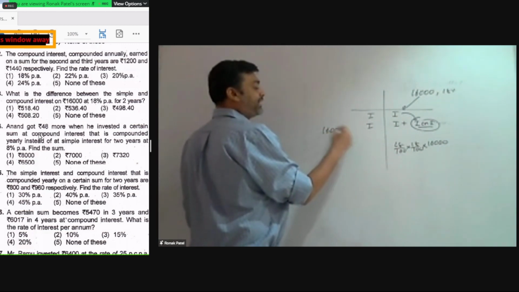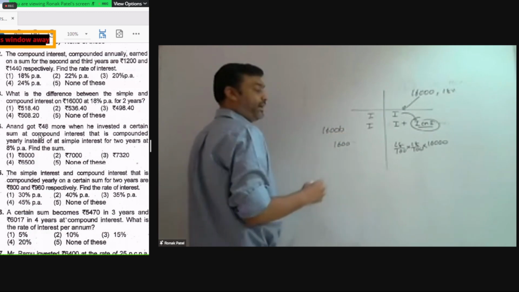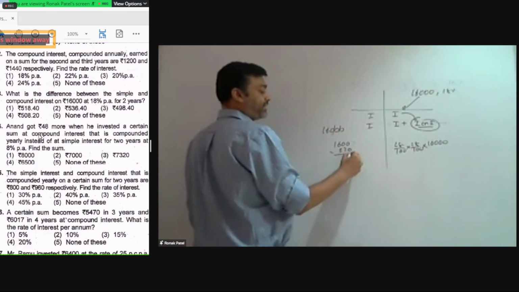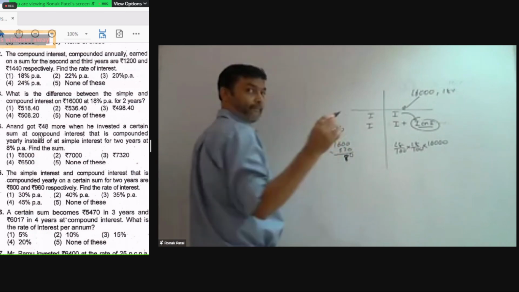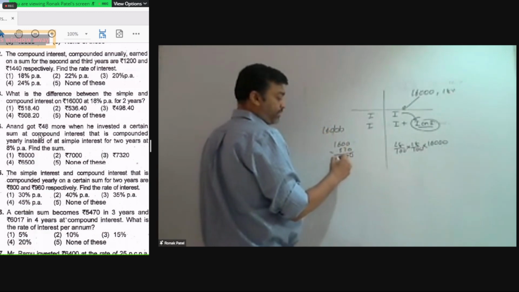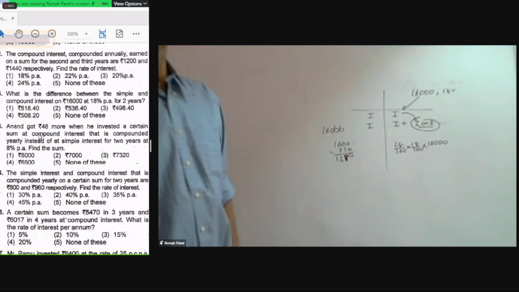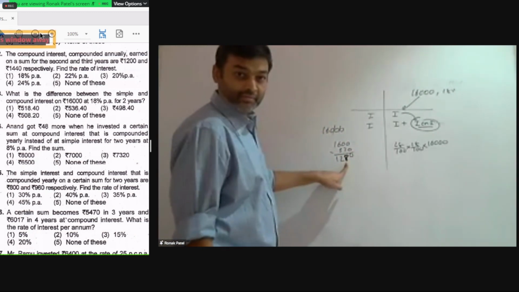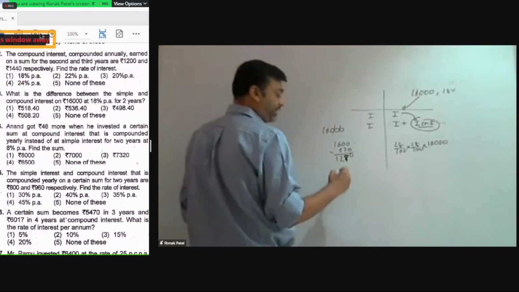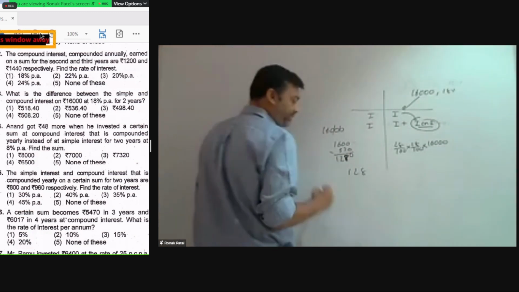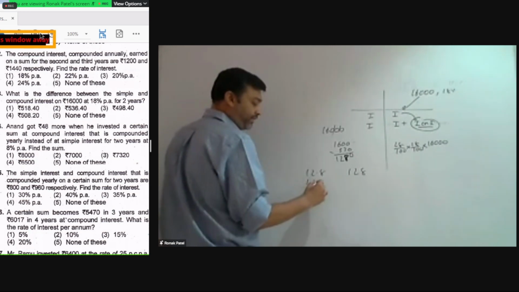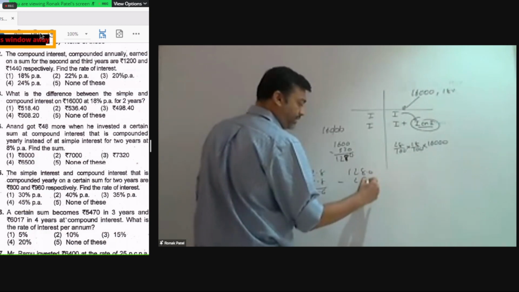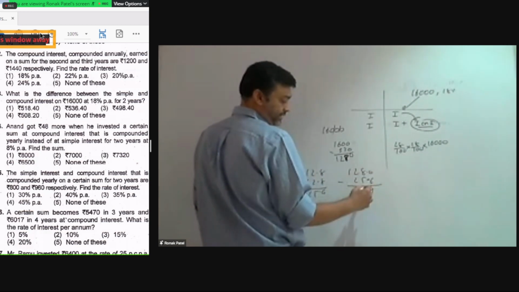Like 16,000, 18% means this is 10%, and 160 is called 1%, double it. You subtract this. Clear? So this is the interest of the first year. And once again, 18%. So that means this is 10%, 12.8 is 1%, one more 1%. That is subtracted from this. That is your answer.